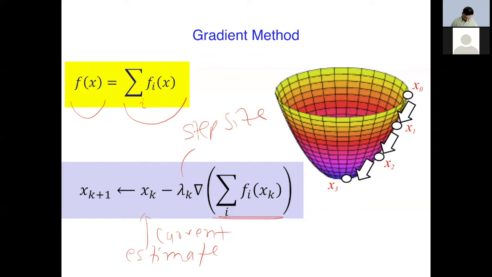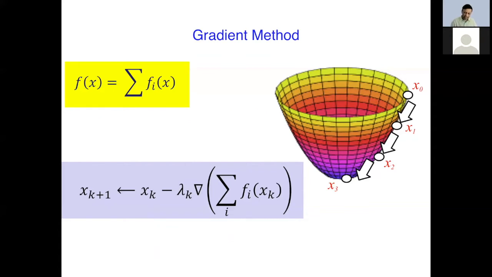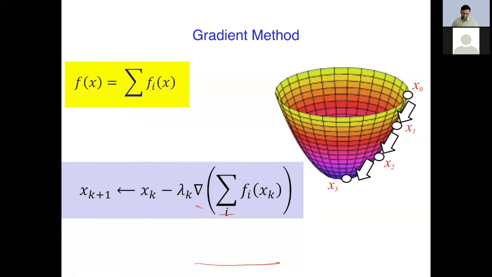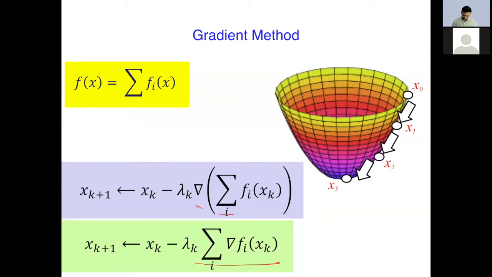Now, if you simplify this just a little bit, here the gradient was outside the summation, but we can rewrite it this way. So what you really need to compute is the summation of the gradient of these different cost functions.